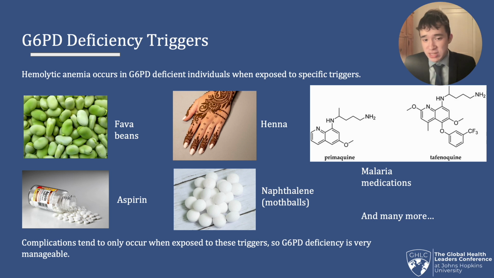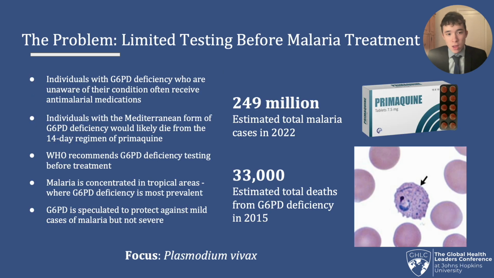And complications tend to only occur when exposed to these triggers, so G6PD deficiency is very manageable, but prevention of exposure to these triggers is absolutely key. The problem: limited testing before malaria treatment. Individuals with G6PD deficiency who are unaware of their condition often receive anti-malarial medications that are dangerous for them. For example, individuals with the Mediterranean form of G6PD deficiency would likely die from the 14-day regimen of primaquine. As a result, the World Health Organization recommends G6PD deficiency testing before treatment.